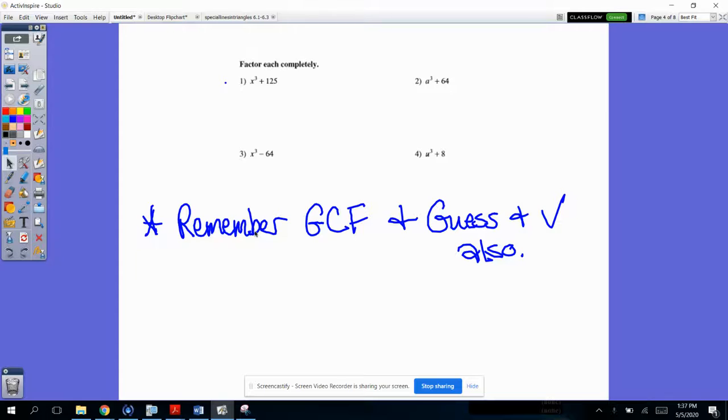Okay, let's review factoring. We're going to look at the sum and difference of two cubes. That's the one that kids tend to forget. You still need to remember GCF and guess and check also. Guess and check will be a trickier one, but I think you can get it.